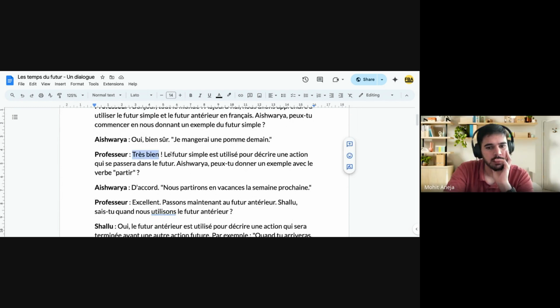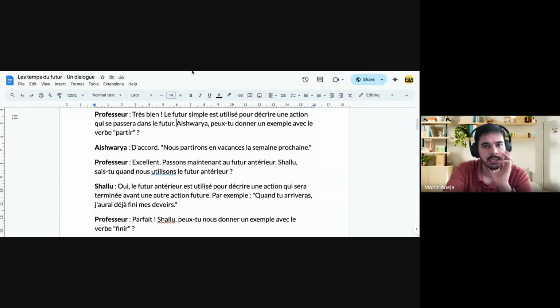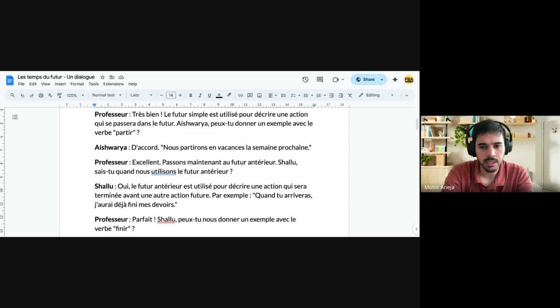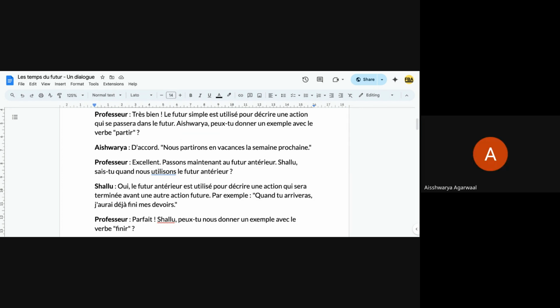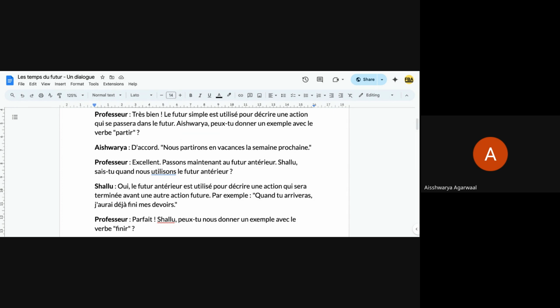Très bien. Le futur simple est utilisé pour décrire une action qui se passera dans le futur. Aishwarya, peux-tu nous donner un exemple avec le verbe partir? D'accord. Nous partirons en vacances la semaine prochaine. You have to correct your pronunciation for A. It's vacances. Vacances. D'accord?